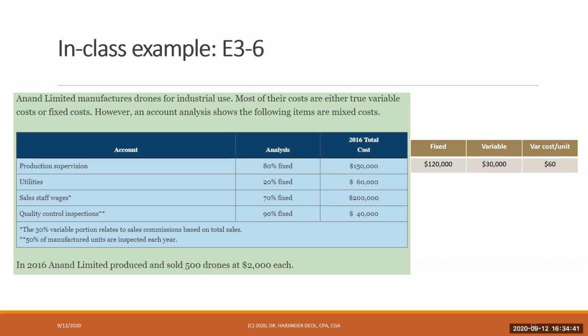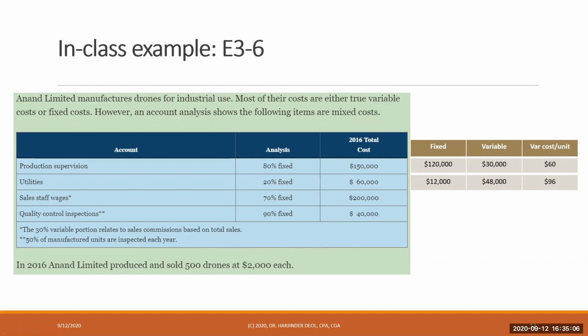The total utilities cost in 2016 was 60,000, of which we're told 20% was fixed. 20% of 60,000 is $12,000. So the remainder, 48,000, would have been variable. And given that 500 drones were produced, 48,000 divided by 500 gives us $96 as the variable cost per unit for the utilities.